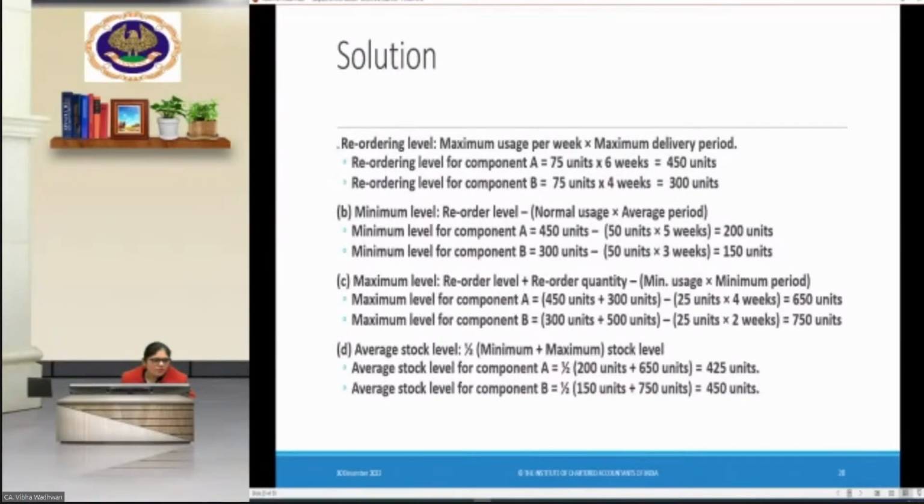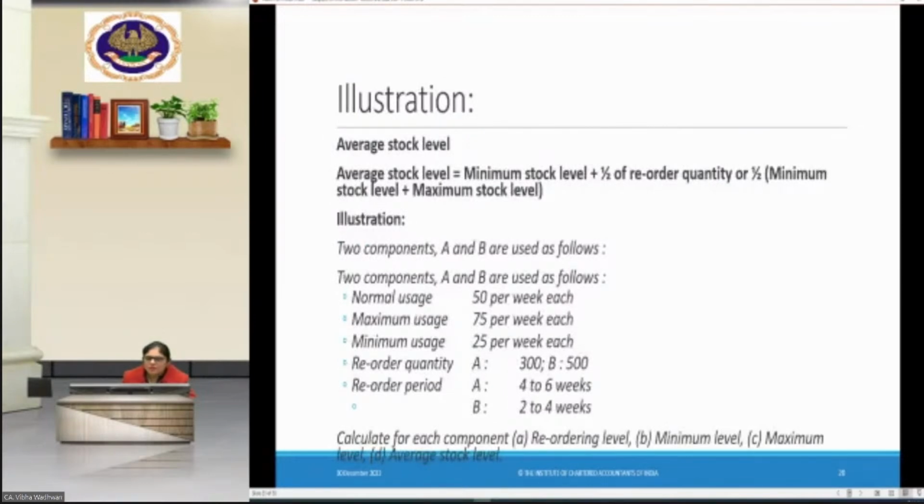If I can quickly show you the question again. Reorder period 4 to 6 weeks. So 4 has to be minimum, 6 is maximum, 5 has to be average. Here, 5 you can calculate on your own also. 2 to 4 weeks. So if 2 is minimum and 4 is maximum, then of course 3 comes to be average. So this way you have to calculate. Most of the time the question comes this way also. You should know the difference between minimum and maximum.